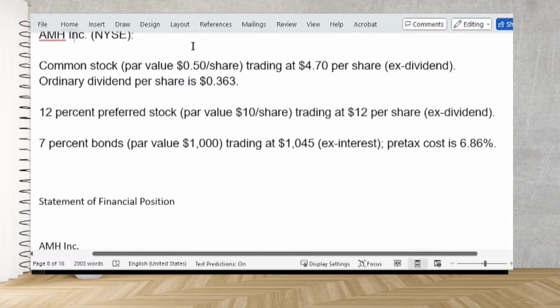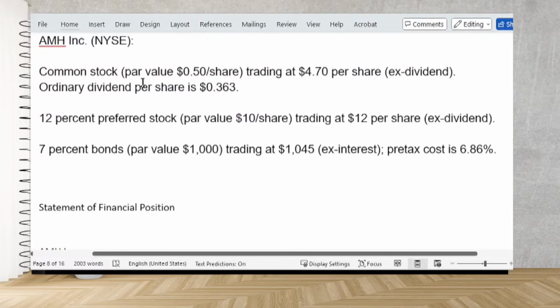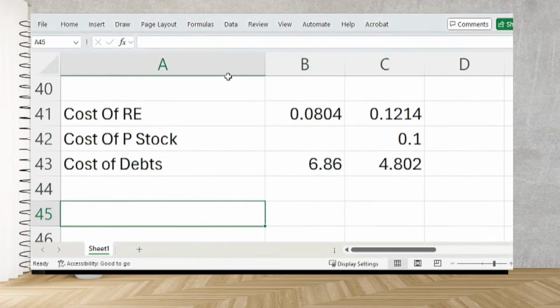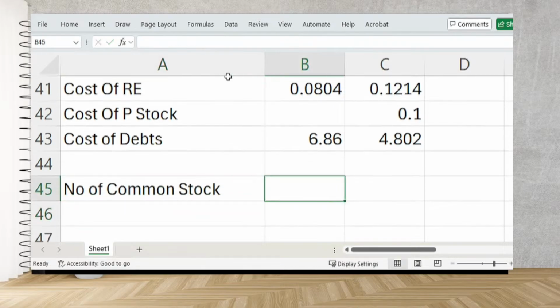Par value 10. Okay, here they give, see, common stock par value 0.5 per share. So 4 million is the value. So the number of common stock we can calculate. The total value is 4 million divided by per share price, which is 0.5. It is the total number of common stock.